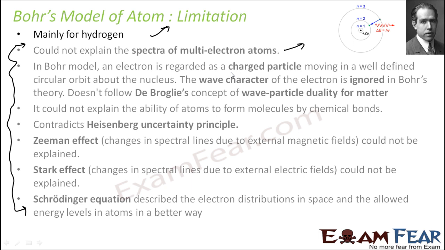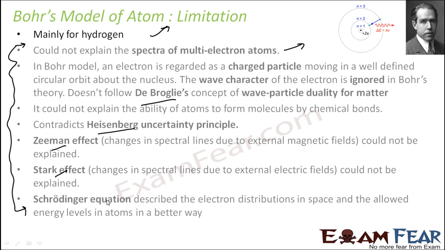In the Bohr model, he regarded the electron as a charged particle, but the wave nature of the electron was ignored in Bohr's theory. And there were so many other concepts that came up: the de Broglie concept, the Heisenberg uncertainty principle, the Zeeman effect, the Stark effect. All these effects could not be explained using Bohr theory. In fact, the Schrödinger equation described the electron distribution in space and allowed the energy levels in atoms to be described in a better way. So we'll understand these in the next class or higher class.